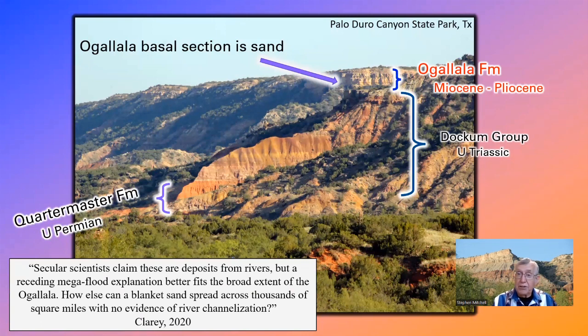Very little time, in at least conventional geologic terms, can have a sharp angular difference between them at times, but a great amount of time can also have very little change. Is there erosion in between these two? It's not really apparent in the Palo Duro Canyon area that there is a lot of erosion between the Ogallala and the Dockum Group. Well, let's take a look at a different area.